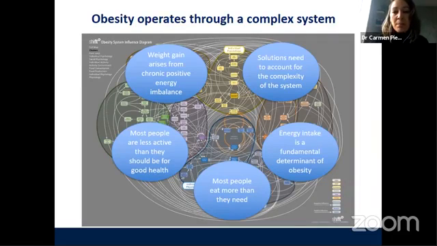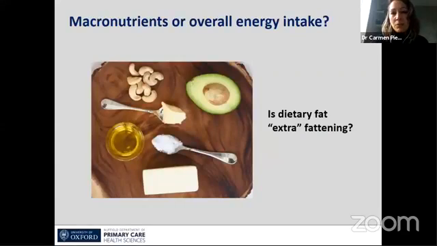So with this picture in mind, I'm going to be discussing evidence around nutrients. For example, is dietary fat, is the fat that we eat in our diet extra fattening? Well, there are reasons to think so, because dietary fat contributes a lot more energy. So there is 9 calories per gram of fat when we eat dietary fat. So it's more energy dense, it's also digested more easily, absorbed more easily. The diet-induced thermogenesis of fat is also lower. It's also oxidized after other nutrients like carbohydrates.